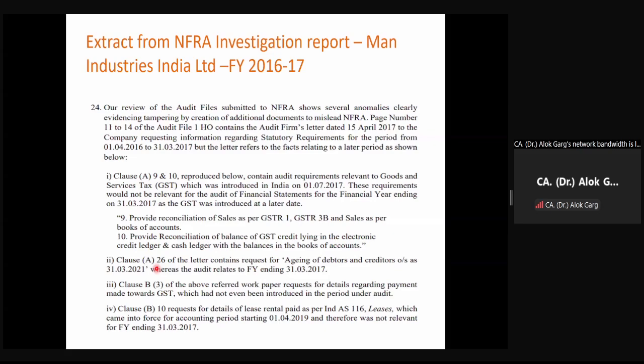Okay. Asking some information relating to GST. What is the financial year here? It is 2016-17. When will GST become applicable? 1st July 2017. So what does this represent? Tempering, okay? Or the auditor was not aware about the applicability of the various laws to the entity, correct? Because GST came on 1st July 2017, and this GSTR1, 3B, and sales as per books of accounts, all these GST related returns, documents, challans are of course not applicable in FY 2016-17.